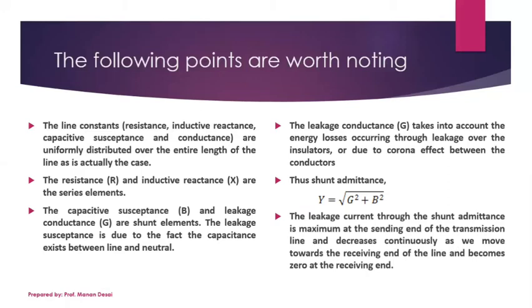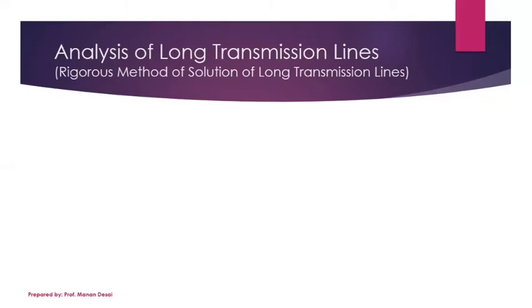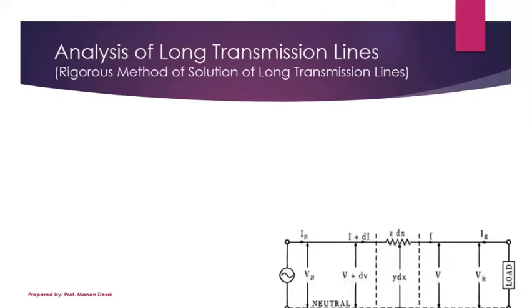The leakage current through the shunt admittance is maximum at the sending end of the transmission line and decreases continuously as we move towards the receiving end of the line, and becomes zero at the receiving end. Now, long transmission line analysis with the rigorous method.